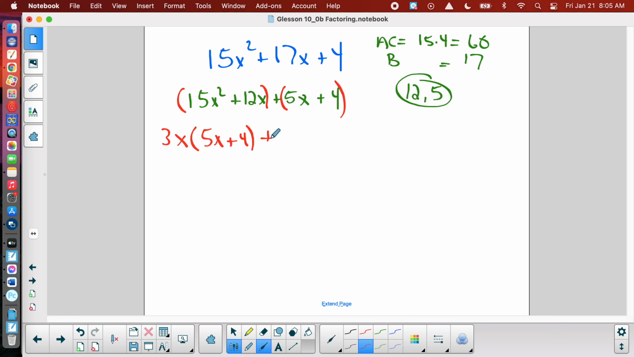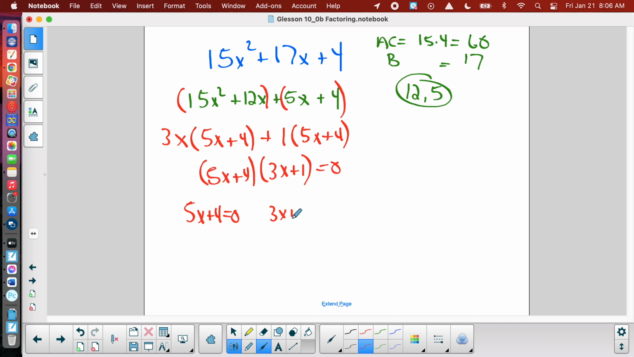What's my common factor here? 5x plus 4. What's the greatest common factor? Just a 1, right? There's no number that goes into both of them. So my greatest common factor is a 1. 5x plus 4. And now I have 5x plus 4 as my greatest common factor, and 3x plus 1. If that is set equal to 0, that means that 5x plus 4 equals 0, or 3x plus 1 equals 0.